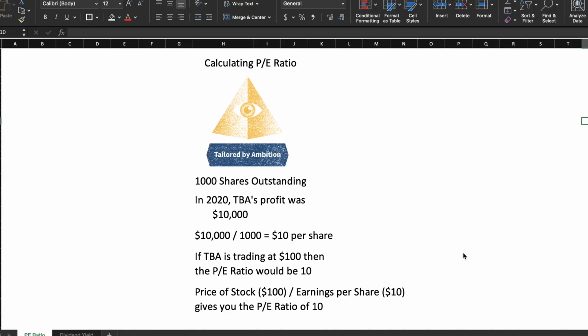So let's say you want to trade the best company in the world, and that's Tailored by Ambition. And right now it has 1,000 shares outstanding. In 2020, TBA's profit was $10,000. So the first thing you got to figure out is how much was the earnings per share. So if Tailored by Ambition last year made $10,000 and it has 1,000 shares, that equates to $10 per share. If the stock price of TBA is $100, then the PE ratio would be 10, and you get that by the price of the stock divided by the earnings per share.